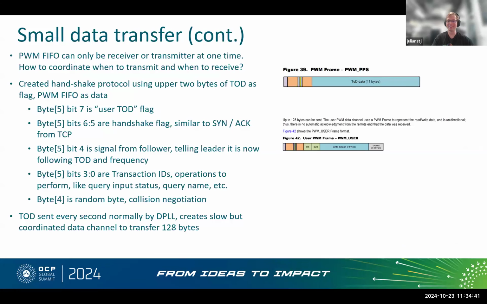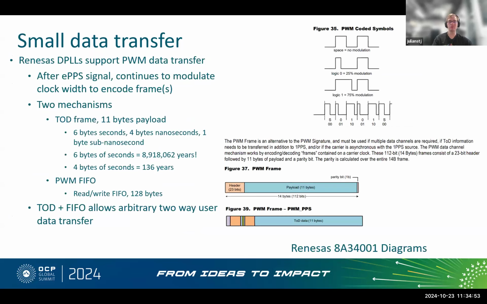If you really want to know the inner workings of this, it was just a protocol I came up with, completely arbitrary. Like I described earlier, you have a FIFO mechanism for 128 bytes. But it can only be set up as a read mechanism or a write mechanism at a given time. So you need some way between the two sides to negotiate who is receiving and who is transmitting. But both sides are constantly sending time of day information to the other.